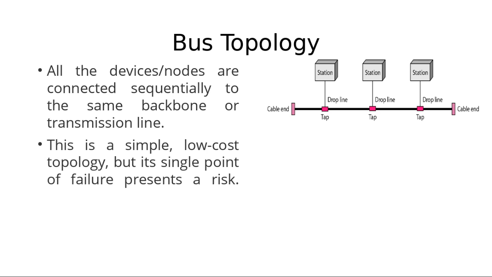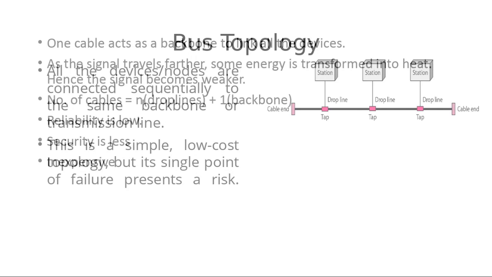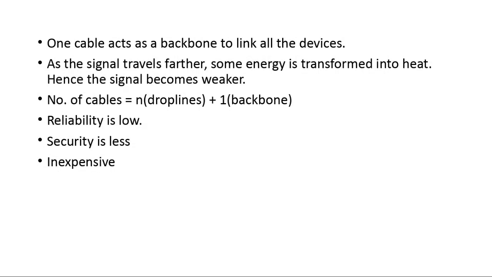As you can see in this diagram, one cable, that is the backbone, plus the number of devices which are connected, those drop lines, will be the total number of cables. So reliability is low, security is less, and this topology is inexpensive to implement. Some are the advantages and some are its disadvantages. This formula, you must remember, what is the number of cables in case of a bus topology. You can note this down.